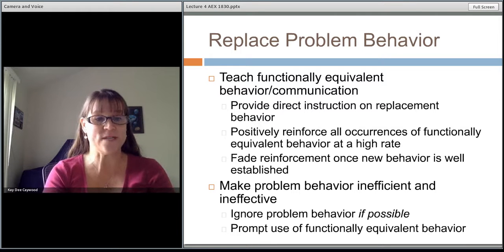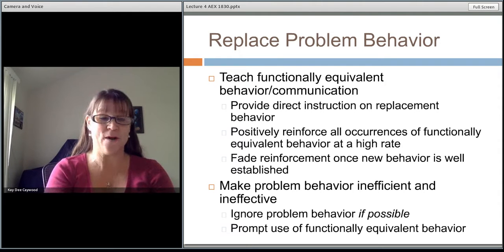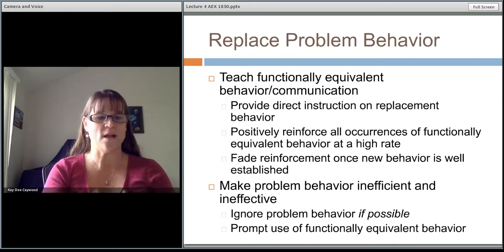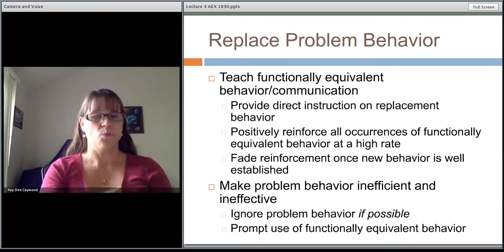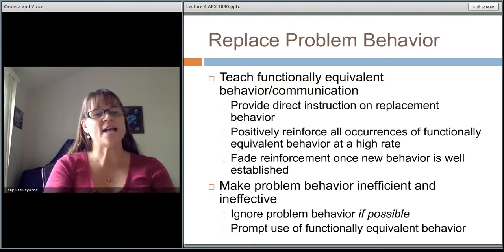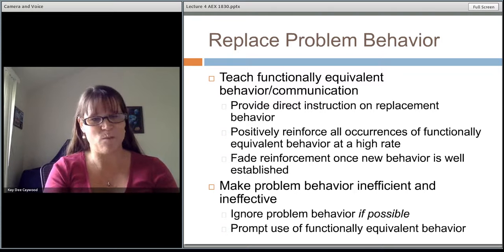So if they're trying to escape a task and they ask, "I need a break," you want to give them that break immediately. I know sometimes people think, but I want them to do work. Well, they're not doing work anyways. So let's teach them an appropriate way to ask to take a break. And once they've learned that skill and that skill is really solid, then you can start working on teaching them to wait longer for that reinforcement. So you start out reinforcing at a very high rate. And then once the behavior is well established, that's when you can start to reinforce less often. That's when you can ask them to wait a minute before they escape the behavior.